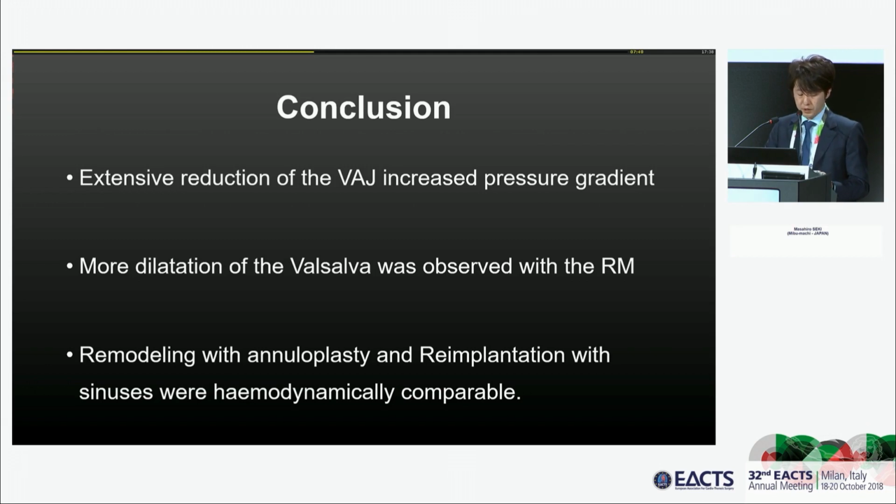In conclusion, extensive reduction of the VAJ increased pressure gradient. More dilatation of the Valsalva was observed with the remodeling. In general, remodeling with annuloplasty and reimplantation with sinuses were hemodynamically comparable.